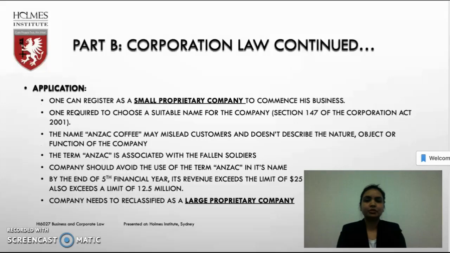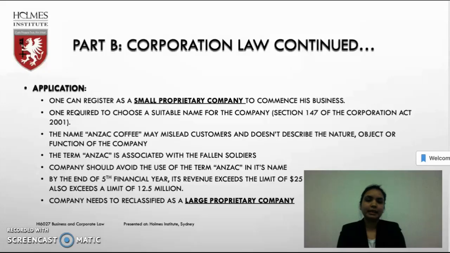Regarding the application based on the rules, in the beginning, every company can be registered as a small proprietary company. But as in the above scenario, at the end of the fifth financial year its revenue exceeds 25 million and the value of assets also exceeds 12.5 million. In this case, the company should be reclassified as a large company. Furthermore, according to the name, the company owner named it Anzac Coffee. The word Anzac means the fallen soldier, so it misleads customers and does not characterize the nature, object, and function of the company.